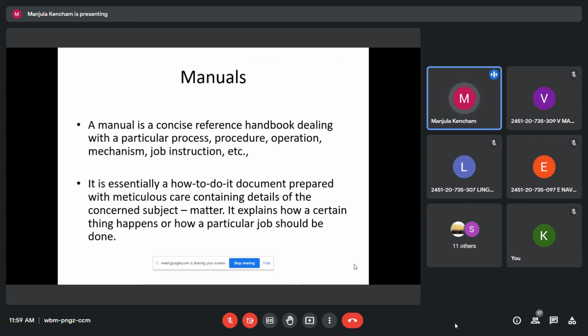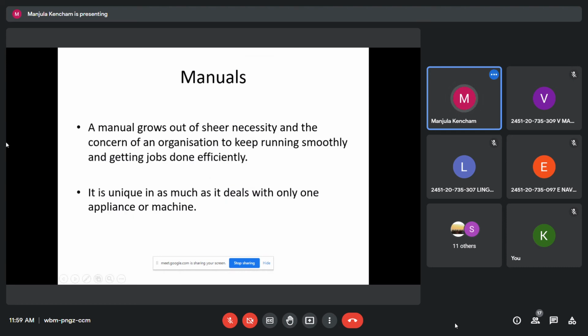A how-to-do-it document. How to do might be dealing with a particular process or a procedure or an operation, a mechanism, job instruction, training the new recruits, etc. So this is a manual. Why are manuals written? Because people need information that is kept ready to use. So for such reasons, people write manuals. People, in fact, employ writers who can write manuals in a better and understandable manner.